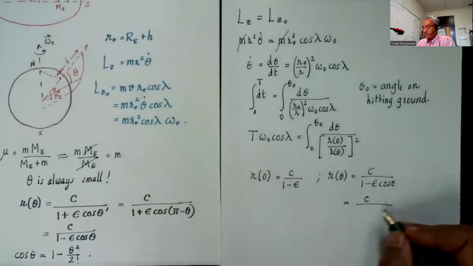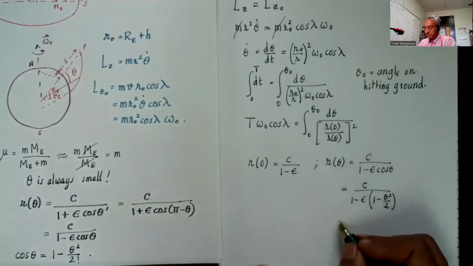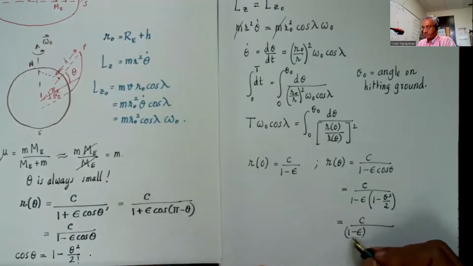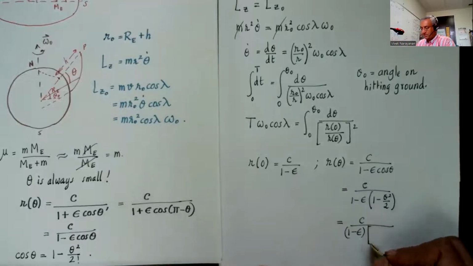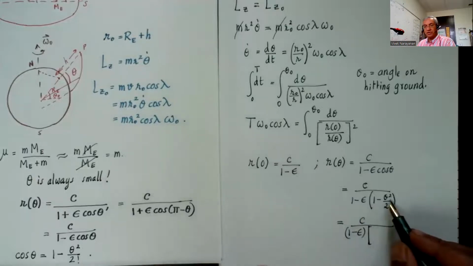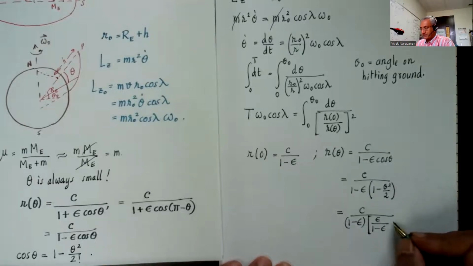So I get c over 1 minus epsilon. Cosine theta is 1 minus theta squared over 2 factorial, which is just 2. So this is c over 1 minus epsilon. I'm going to take 1 minus epsilon outside because I already have that over there. And then I'll write everything else doctored up. Since 1 minus epsilon is common and I have theta squared over 2, that becomes epsilon over 1 minus epsilon theta squared over 2 plus 1.